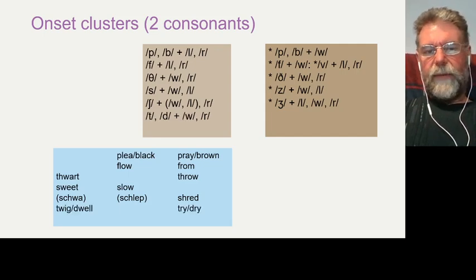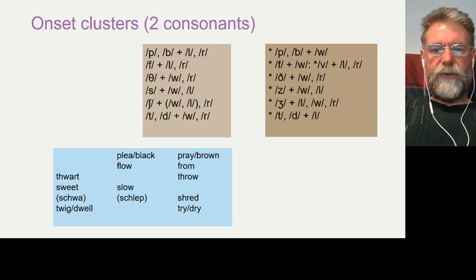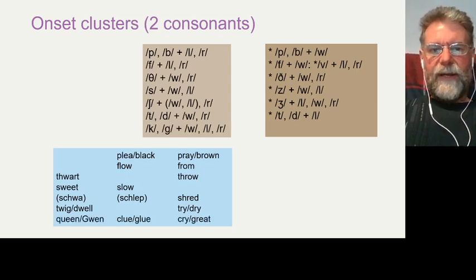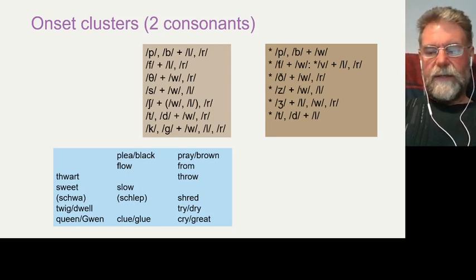Coming back now to a plosive, the alveolar plosives t and d can get in front of w or r, but not in front of l. So there's twig and dwell, and try and dry, but there's no dl or tl words. And finally, the velar plosives, k and g, you can find in front of w, l, or r. So any of those approximants: queen and Gwen, clue and glue, cry and great. Okay, so there doesn't seem to be any restriction.